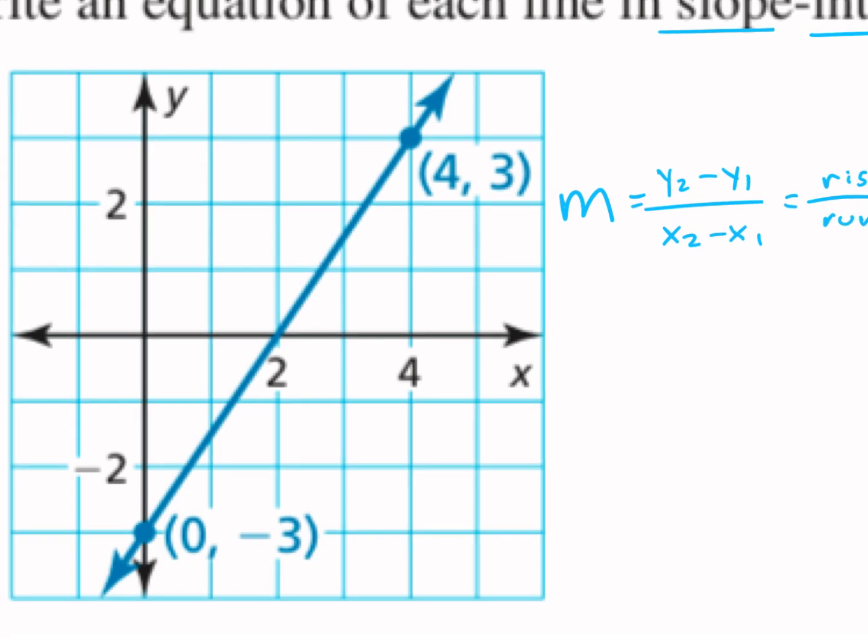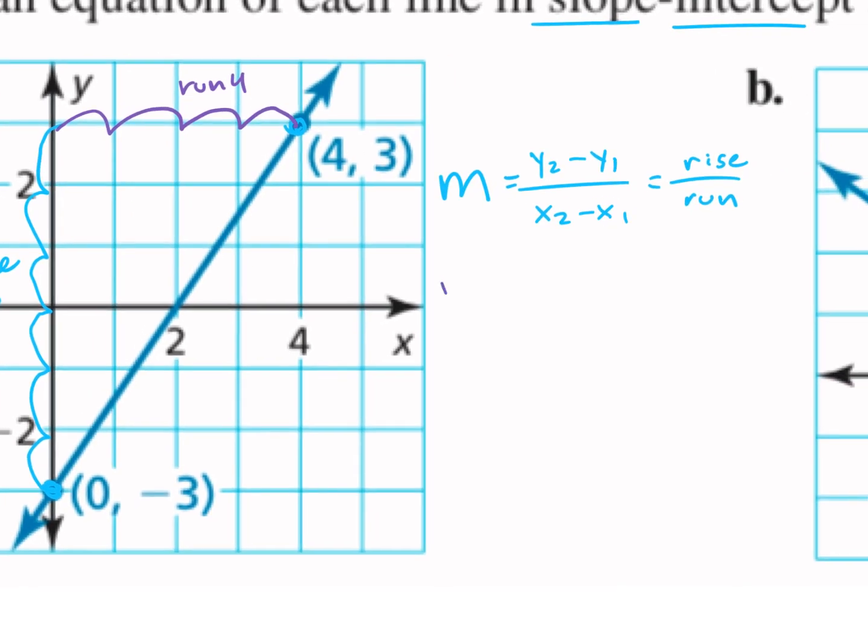With my graph here, I'm going to count from one point to the other. I go up 1, 2, 3, 4, 5, 6. So my rise would be 6. And then my run would be 1, 2, 3, 4. So rise over run would be 6 over 4. Can we simplify 6 over 4? What does it simplify to? 3 over 2. So I have my slope.